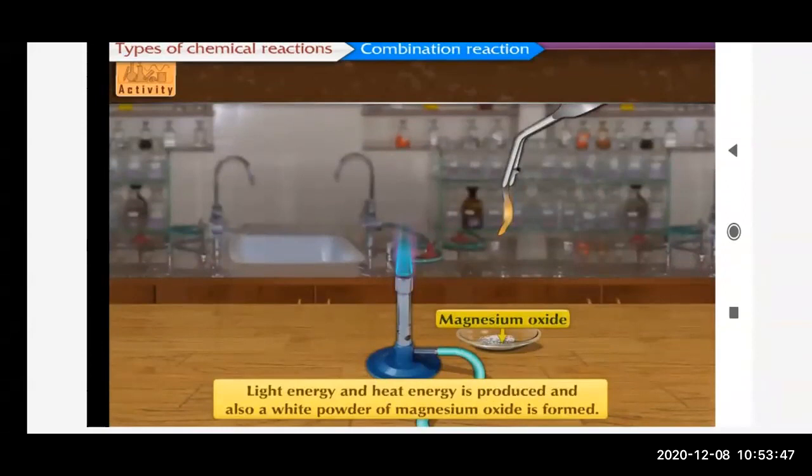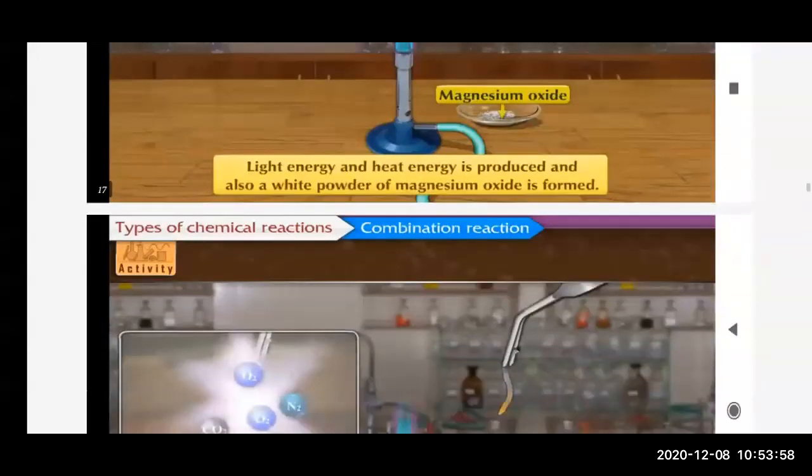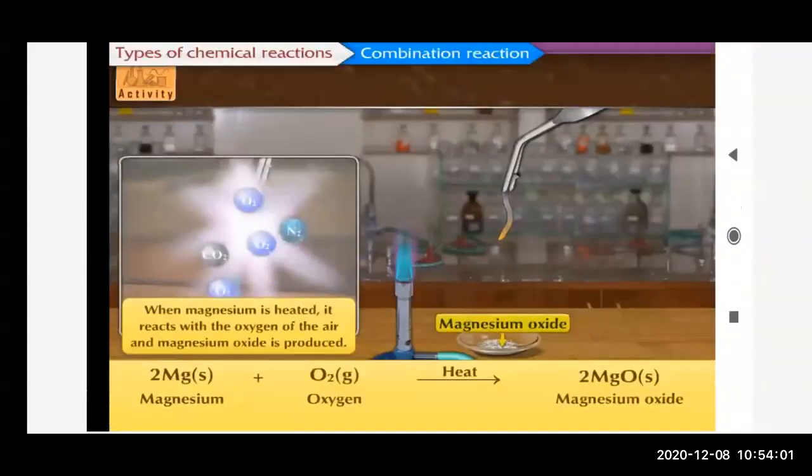The reaction can be written in the form of an equation as shown below. Before that, light energy and heat energy are produced, and a white powder of magnesium oxide is formed. Now see the reaction. When magnesium is heated, it reacts with the oxygen of the air and magnesium oxide is formed, that is MgO in solid state.